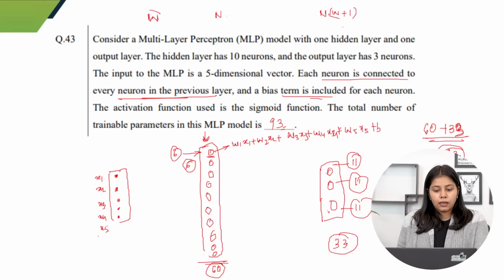And at this level we have to apply 10 plus 1, that is 11, and then we have n, that is 33 parameters, right? So that's why we get 93 trainable parameters.